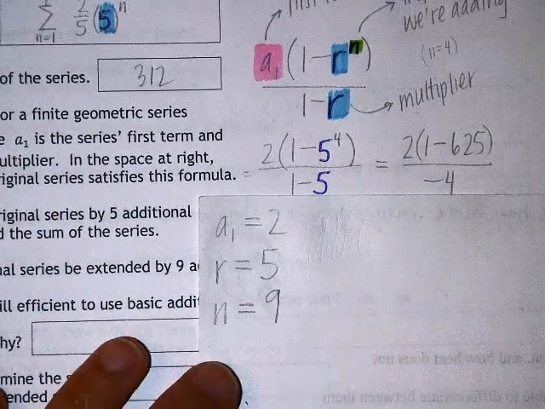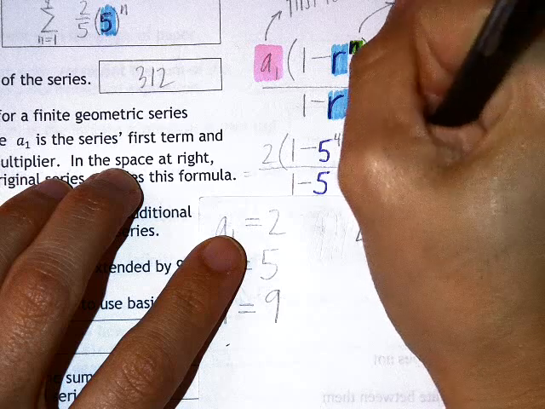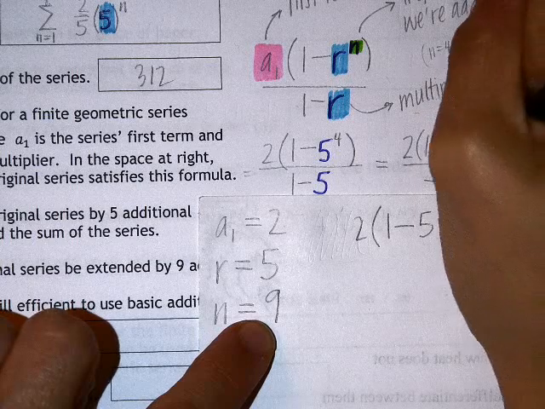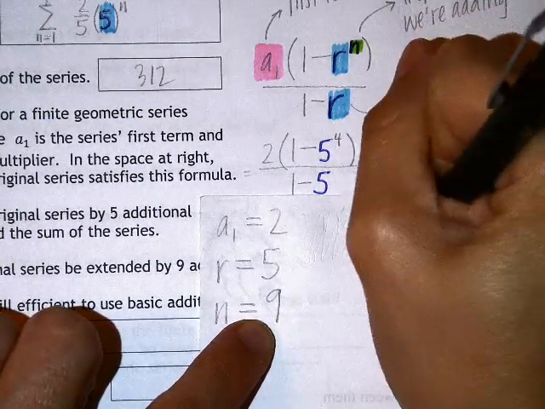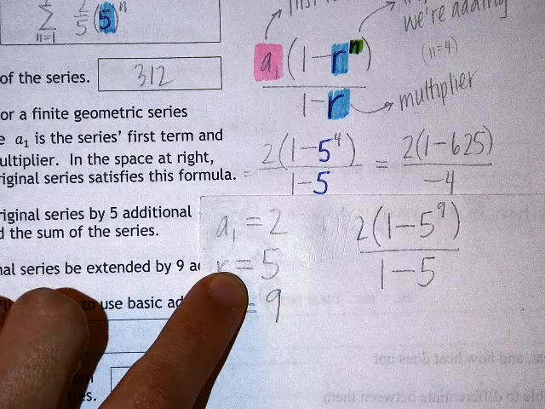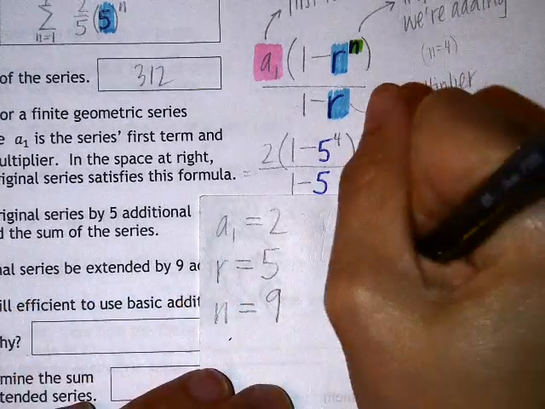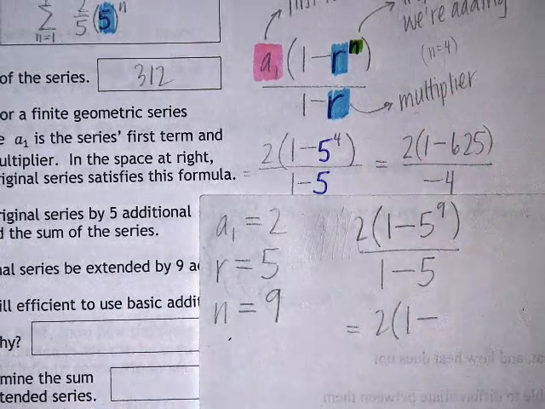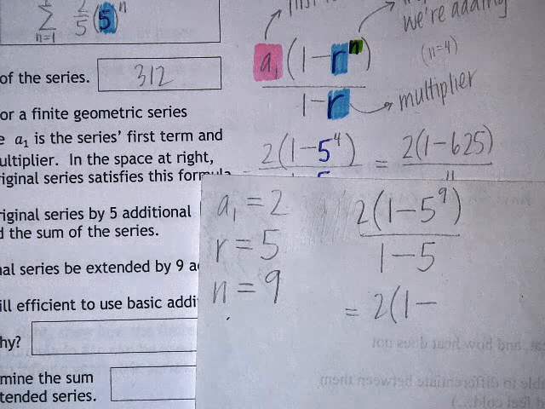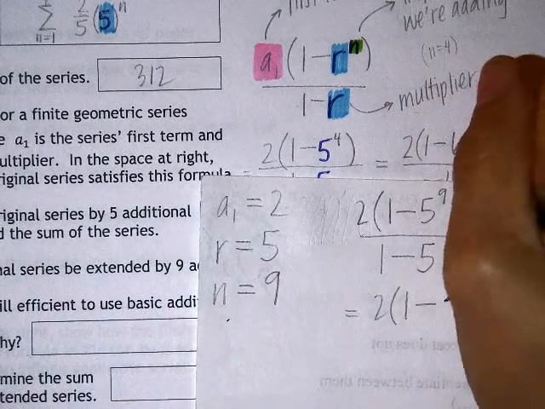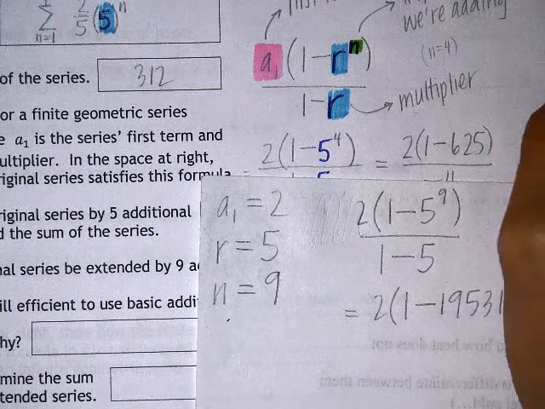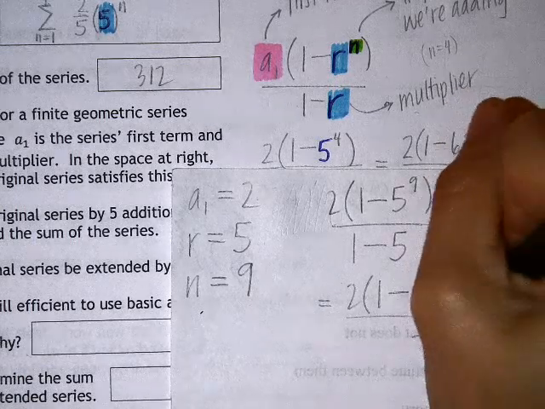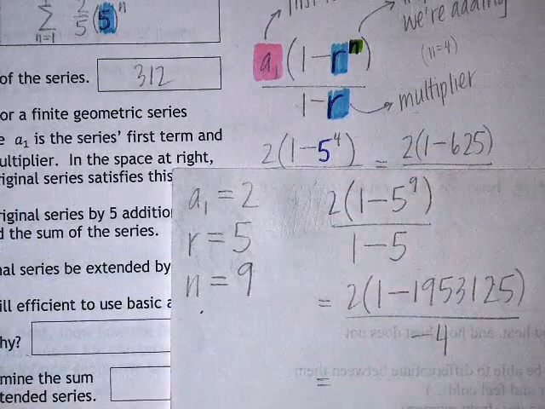So making my substitutions, a sub 1 is going to be 2, parentheses, 1 minus r, which is 5, to the power of n, which is 9, all over 1 minus r again, which is 5. Looks pretty doable to me. That looks quite easy. So let's see if we can do this. 2 times 1 minus, now 5 to the 9th is going to be quite a large number, so a calculator might be helpful here. You have 1,953,125, yuck, over 1 minus 5, which is negative 4. So this is where you could do a little bit of cleanup.